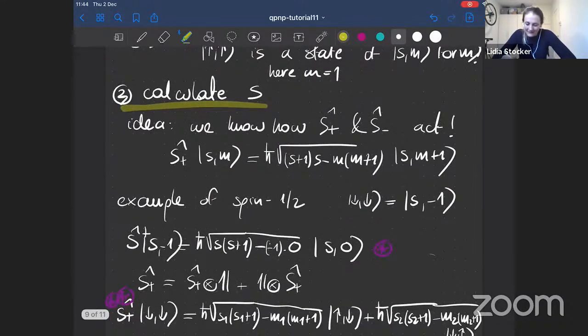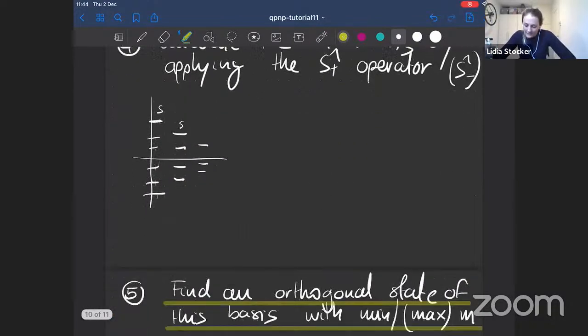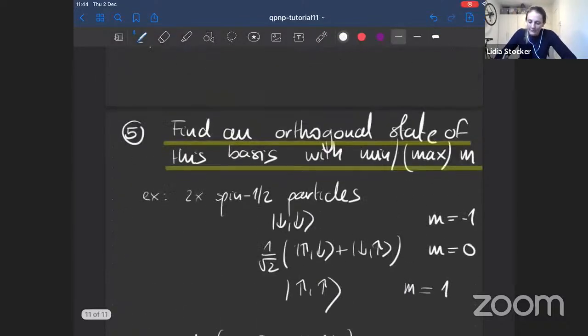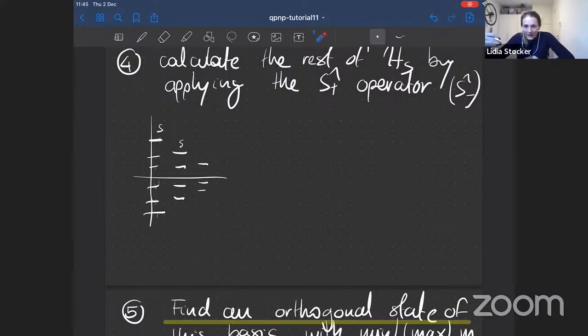Yeah, we apply S3, we calculate S with the S plus and S minus operators, we calculate the rest of the states. And this was just that this is a 6 and we have to apply S3 to 5. So we jump exactly to another S and we calculate all of them, we calculate S, and then we find a state which is orthogonal to the basis we found up to now and has minimal or maximum n, and we jump here.